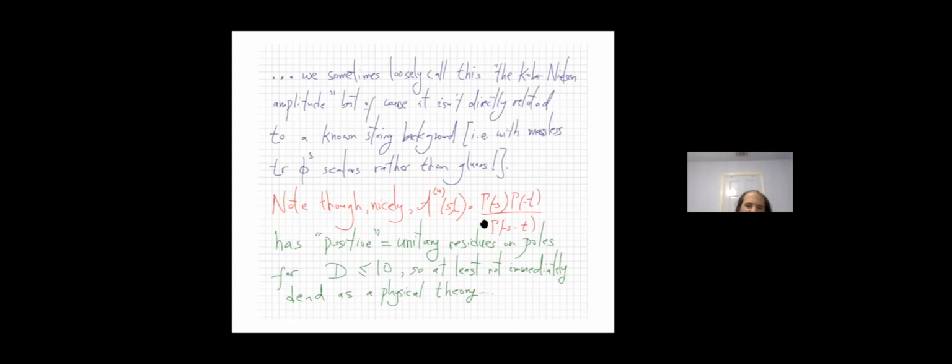Okay, sorry. But anyway, it's still true that that's not some actual known string background, right? We don't know how to make sense of it at loop level. But let's talk about it afterwards. I just wanted to say that it's not the Kobe-Nielsen amplitude, which was for a tachyon, for example, and it's importantly different.